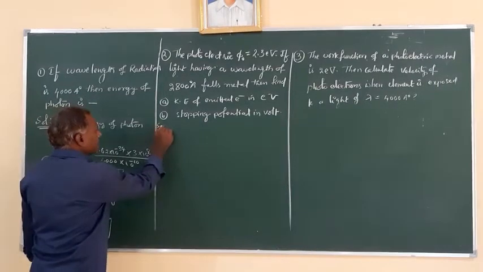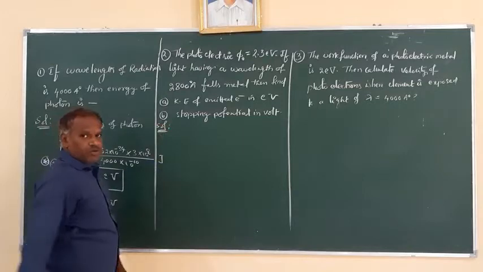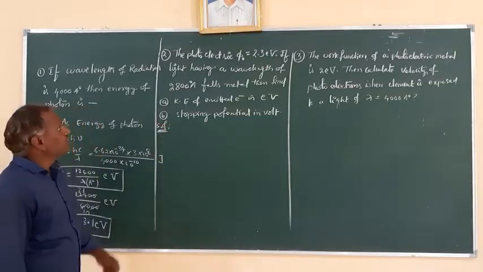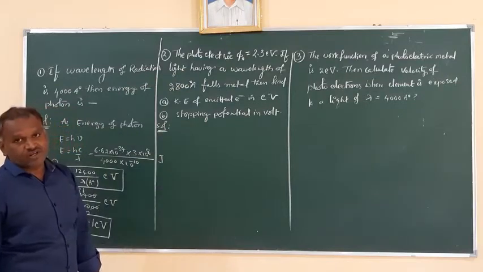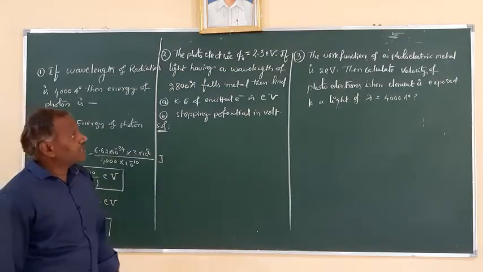And coming to this second one, there is one more question we have, where the photoelectric work function is given as 2.3 electron volts.